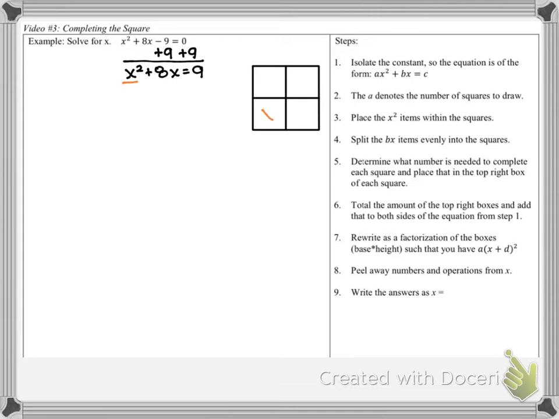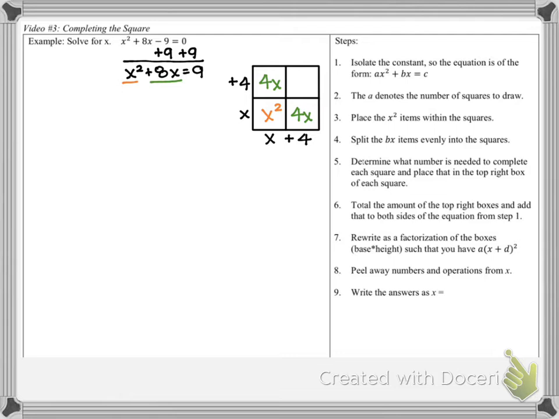So I'll put the x squared in the typical location that we've been following. Then, since I'm building a square, I'm going to take that 8x and split it evenly into the x locations. So if I cut that in half. Well, what we need to do is figure out what goes in the top right-hand corner. Well, begin your factorization. We know that to get the x squared, we're going to need the x. Once we have that, we should be able to figure out what the base and the height is.